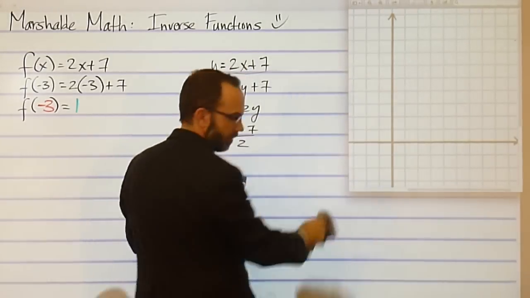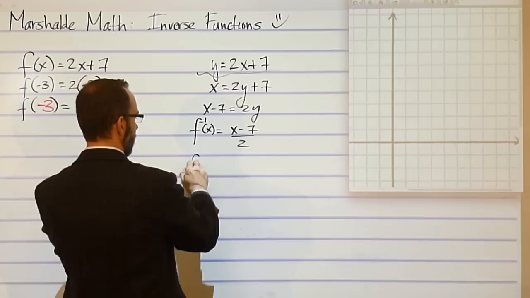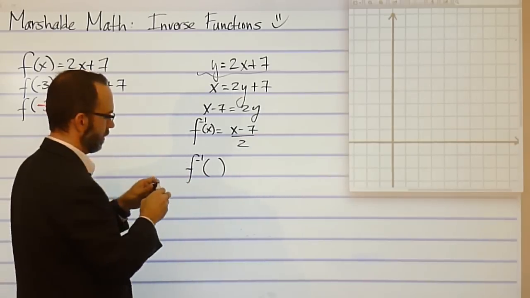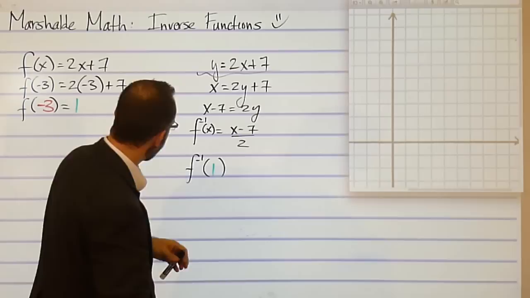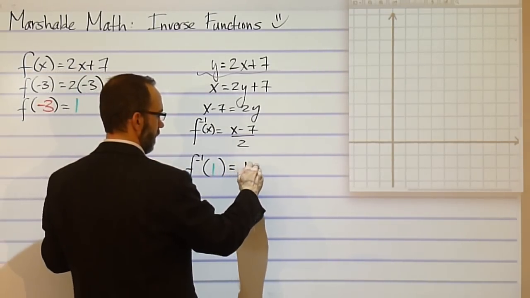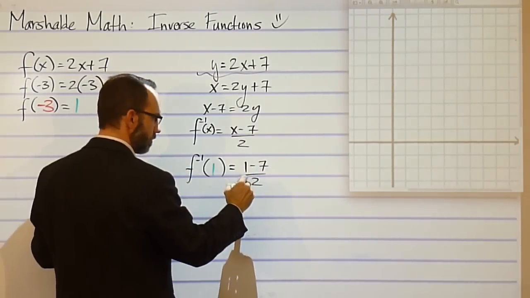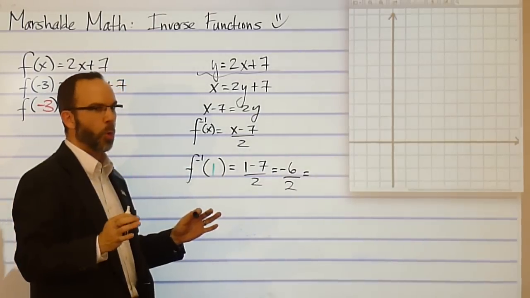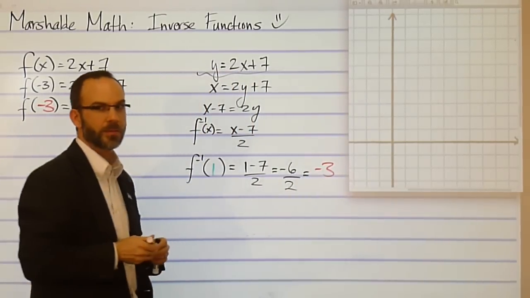So let's try it. Let's see if I can do f inverse of, I want my input here to be my old output. So that would be 1. And I want to see if what I get in the end is actually negative 3. So let's try this. 1 minus 7 all over 2. What is 1 minus 7? Is that not negative 6 divided by 2? And voila, negative 3. Okay, there you go.